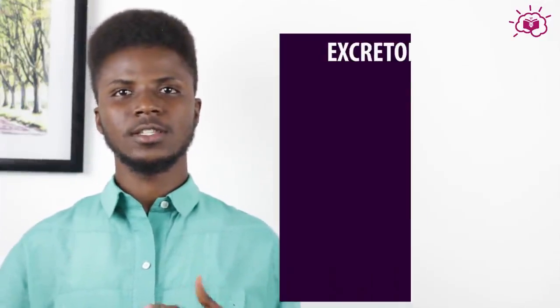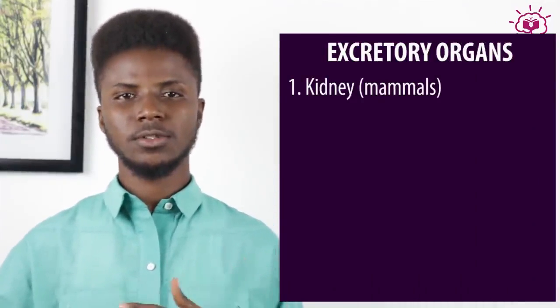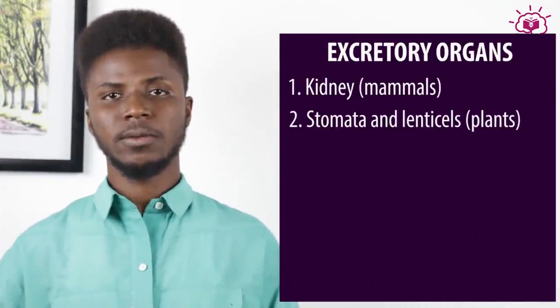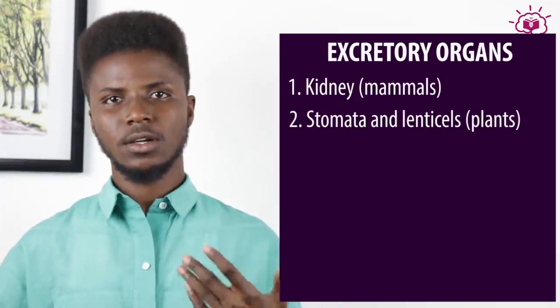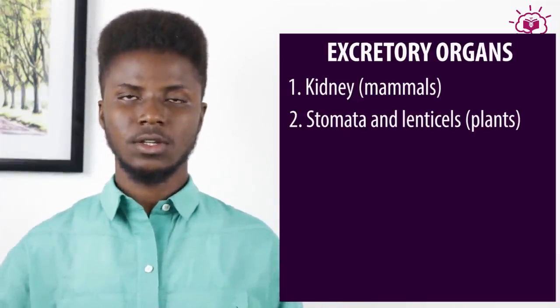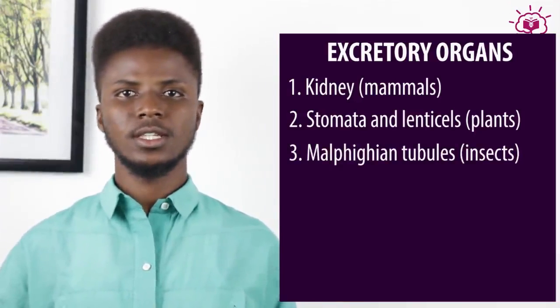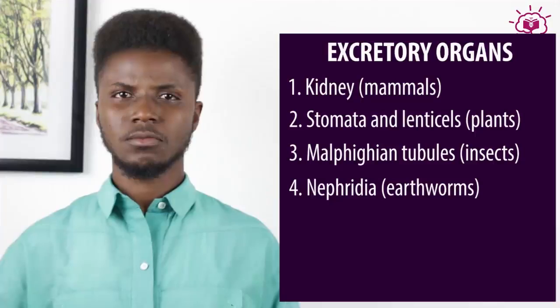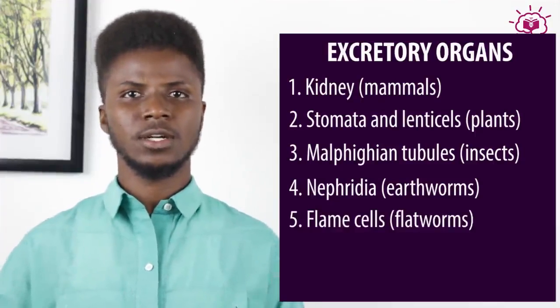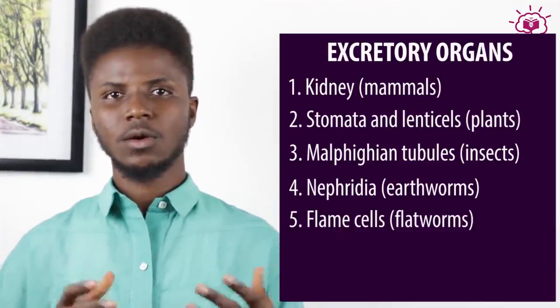We have a few excretory organs. For example, we have the kidney in mammals, and we have the stomata and lenticel for plants. We also have other organs in lower animals. For example, we have the malpighian tubule in insects, the nephridium in earthworms, and many others, like the flame cells in flatworms. What these organs do is they gather nitrogenous waste from all around the organism and excrete or eject them into the environment. Now we'll be dealing with the kidney.